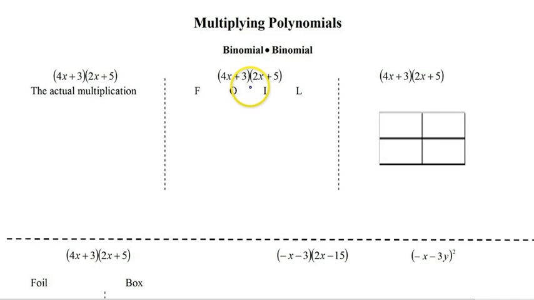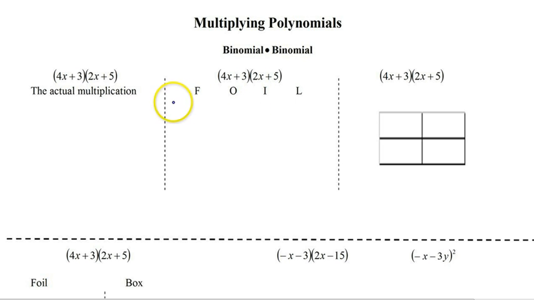Alright, multiplying polynomials. This is a binomial times a binomial, and we're also going to do binomials and trinomials. I think you've all heard the word FOIL, and what it means is first, outer, inner, last. So I think we'll start there, and then I'll show you a different method which is called the box method, and also the actual multiplication and what's happening and why FOIL works.